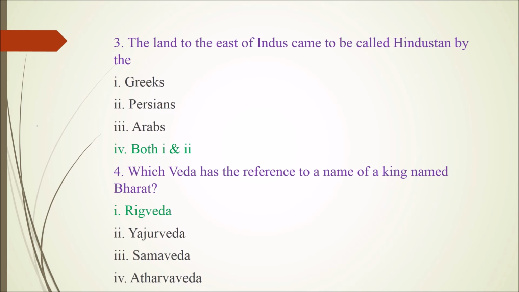Question number 4. Which Veda has the reference to a name of a king named Bharat? Option number 1 Rigveda, option number 2 Yajurveda, option number 3 Samaveda, option number 4 Atharva Veda. So the answer is option number 1 Rigveda.